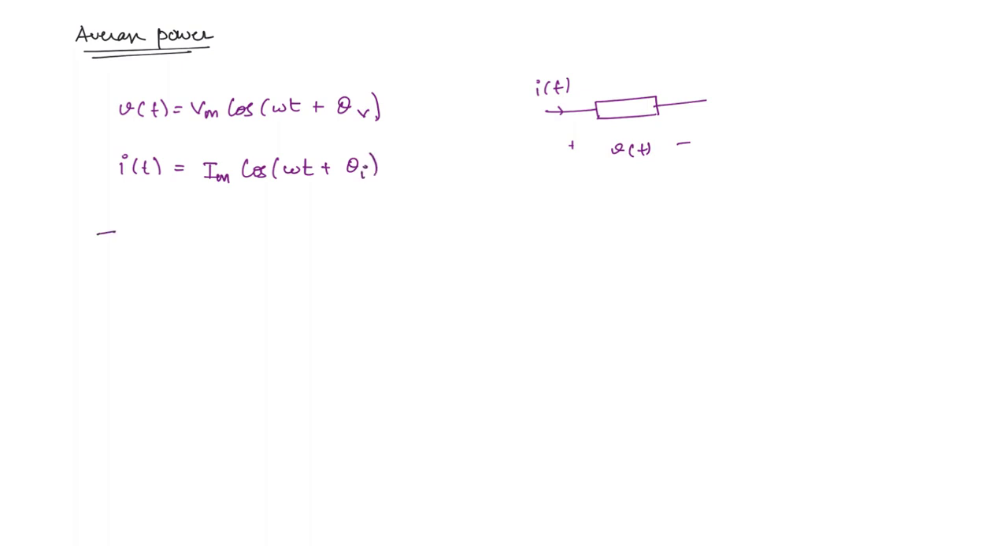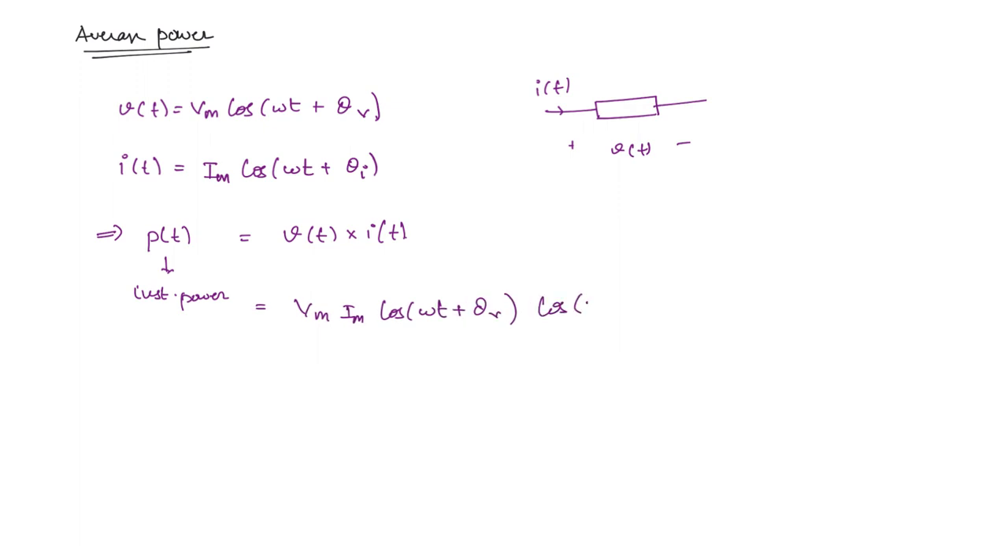Okay, from here we can get what? The instantaneous power. Remember, this is the instantaneous power. This is equal to the voltage into the current, right? So the power at any instant of time t is equal to v(t), voltage at that time, into the current at that time. Okay, so what will you get? The instantaneous power V_m I_m cos(omega t plus theta_v) into cos(omega t plus theta_i).